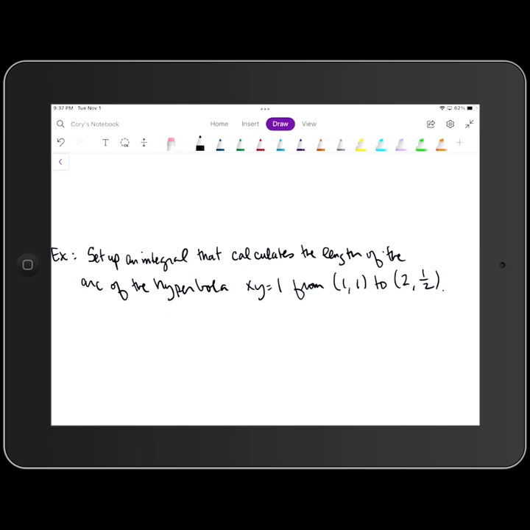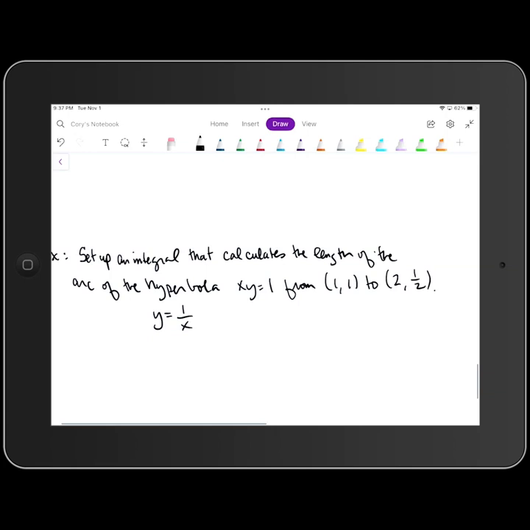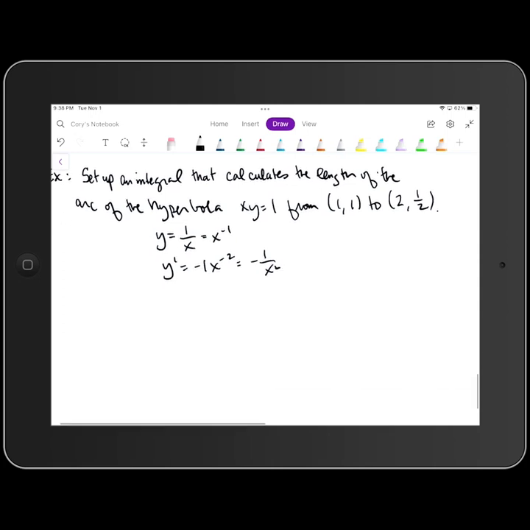So I can say that when I solve this equation for y, we get y equal to 1 over x, or x to the negative 1 power. When I differentiate that, we get y prime equal to negative 1 x to the negative 2 power, or negative 1 over x squared. Okay, so if we're going to write arc length in terms of x, that's going to be equal to the integral from when I look at these 2 points here, I want to determine the x coordinates of those 2 points, which are 1 and 2 respectively.